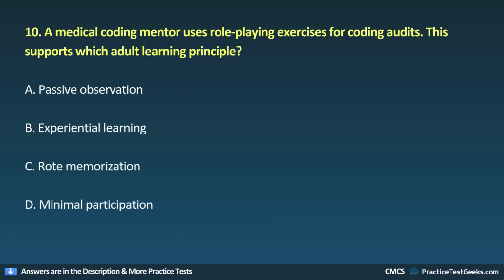10. A medical coding mentor uses role-playing exercises for coding audits. This supports which adult learning principle? A. Passive observation. B. Experiential learning. C. Rote memorization. D. Minimal participation.